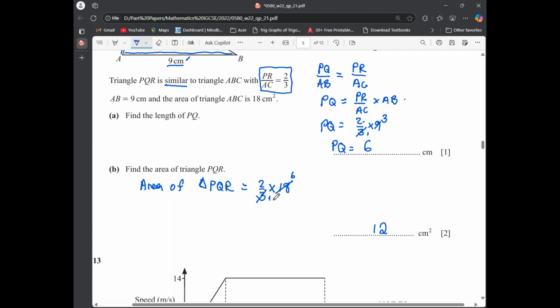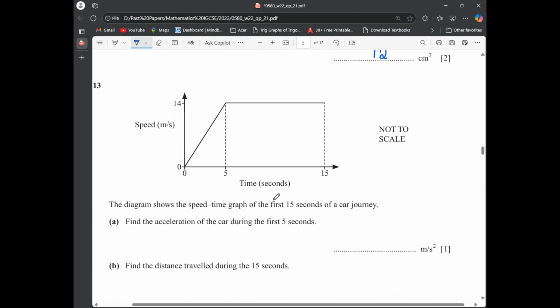Right, let's go to the next question. Question 13. The diagram shows the speed time graph of the first 15 seconds of a car journey. Find the acceleration of the car during the first 5 seconds.